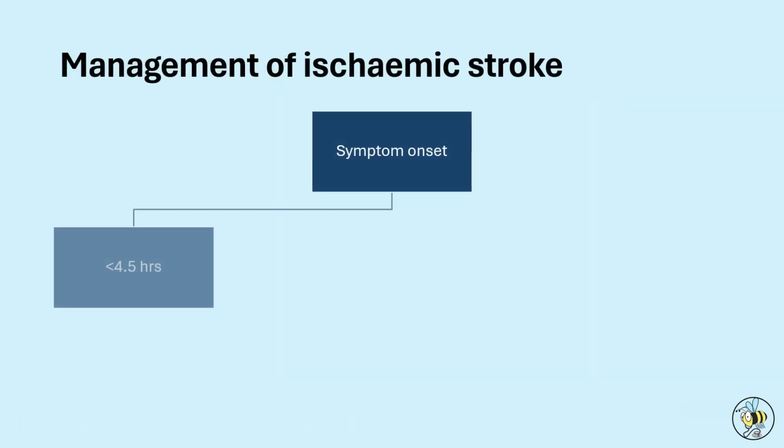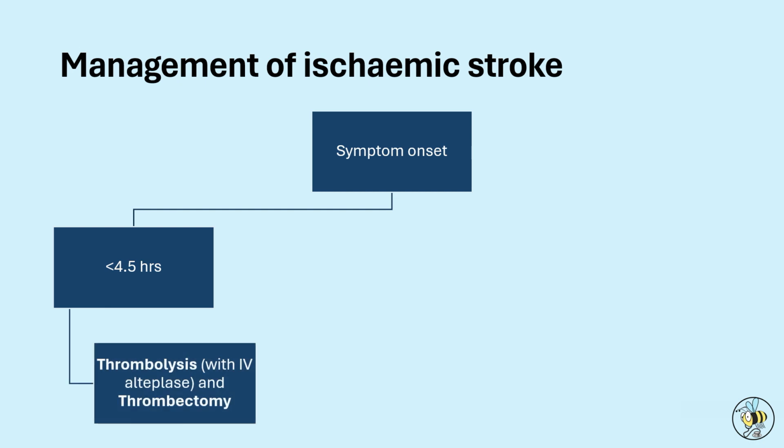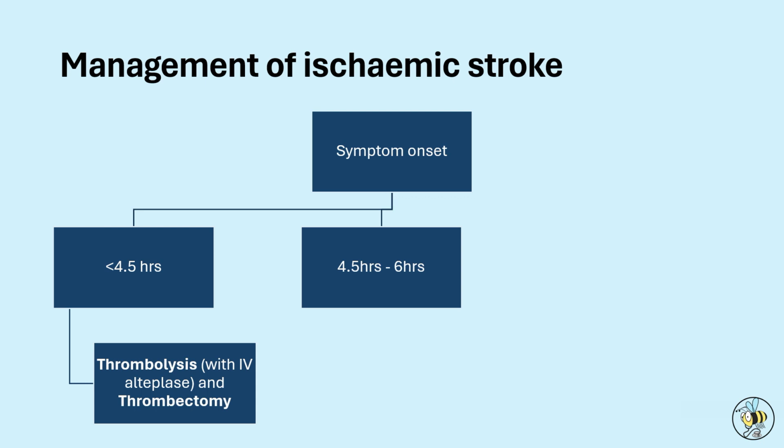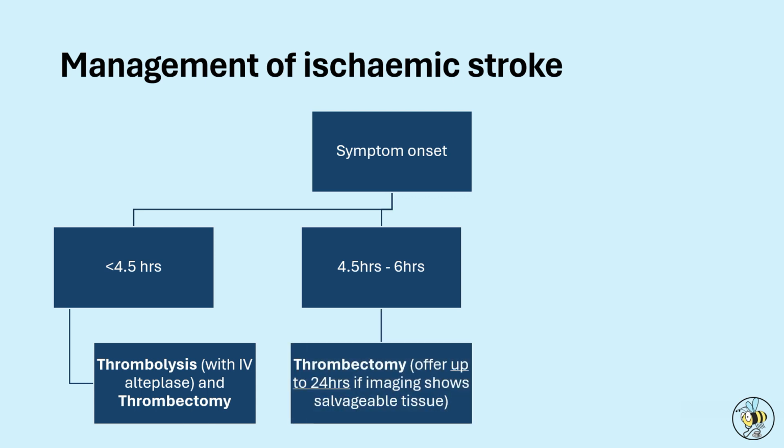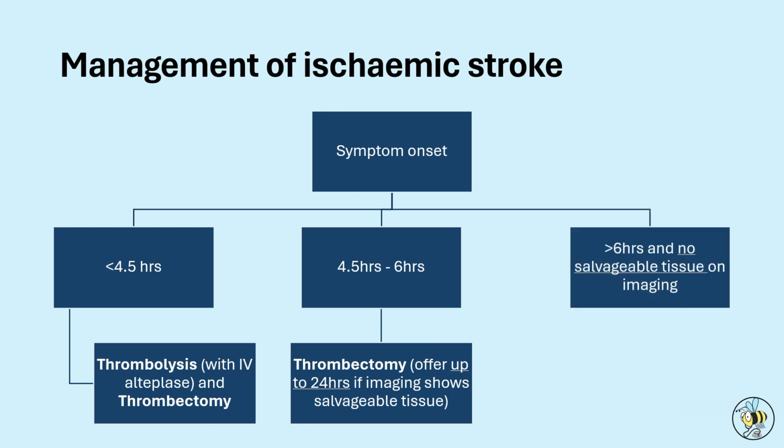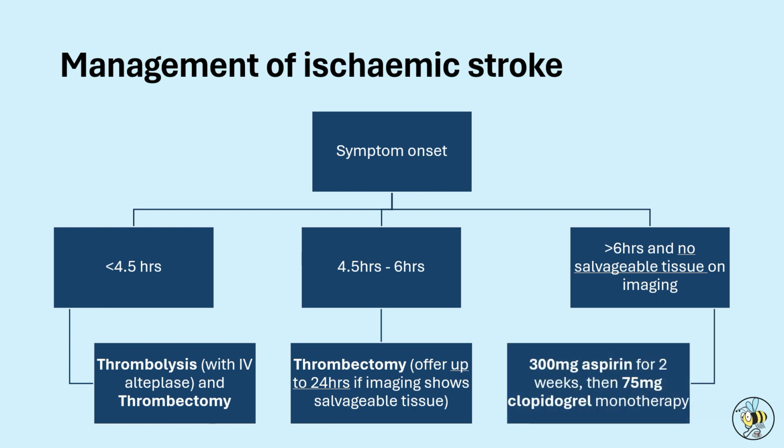Management of ischemic stroke depends on symptom onset. If it is less than 4.5 hours, thrombolysis with IV alteplase and a thrombectomy, i.e. clot removal, is indicated. If it is between 4.5 to 6 hours, then thrombectomy is done. Note that this can be offered up to 24 hours after symptom onset, provided that imaging such as diffusion-weighted MRI shows salvageable tissue. If symptoms occur more than 6 hours ago and there is no salvageable tissue, offer medical therapy with 300 mg aspirin for 2 weeks, followed by lifelong 75 mg clopidogrel monotherapy.